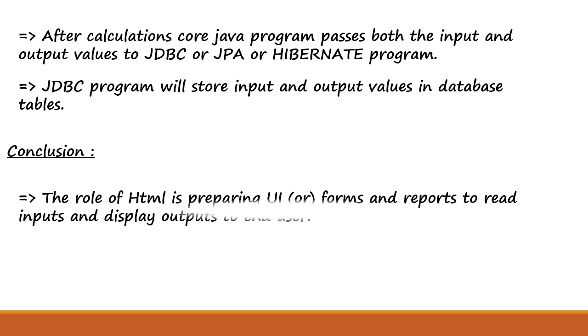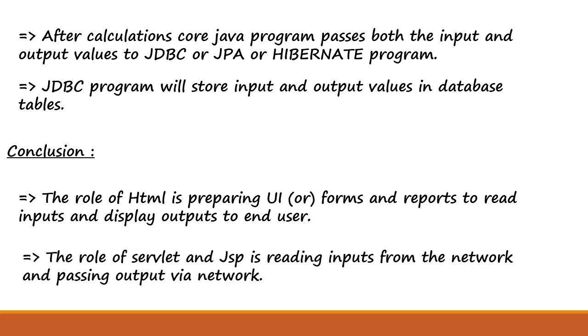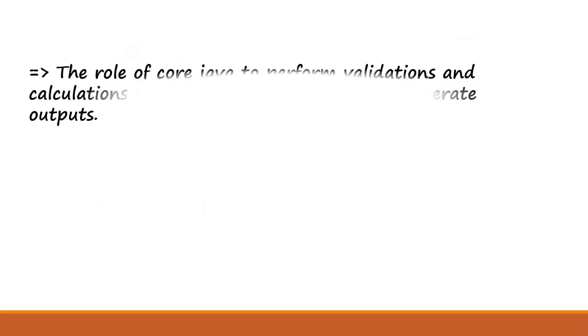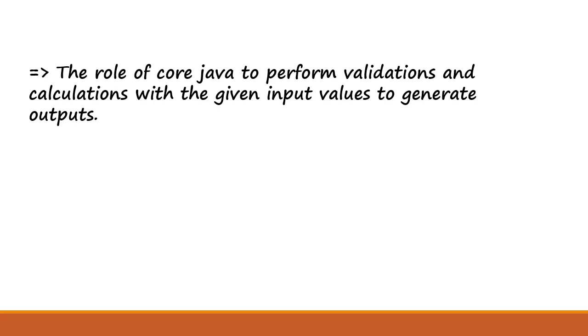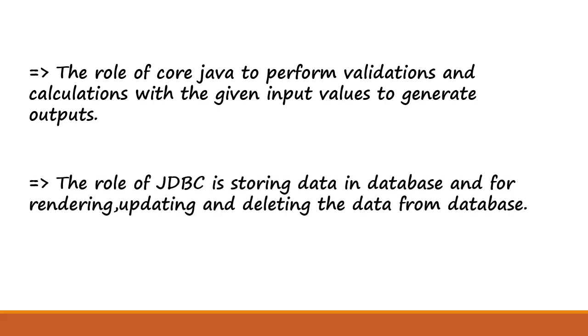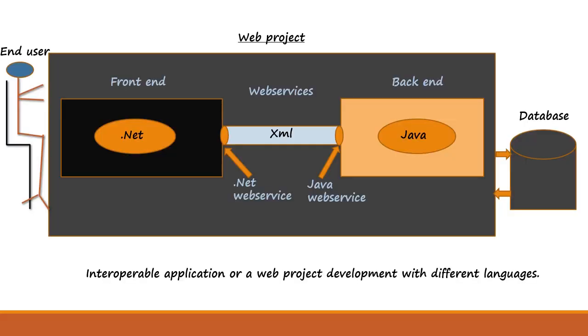Conclusion. The role of HTML is preparing UI, forms and reports to read inputs and display outputs to the end user. The role of servlet and JSP is reading inputs from the network and passing output via the network. The role of core Java is to perform validations and calculations with the given input values to generate outputs. The role of JDBC is storing data in the database and for retrieving, updating and deleting the data from the database.